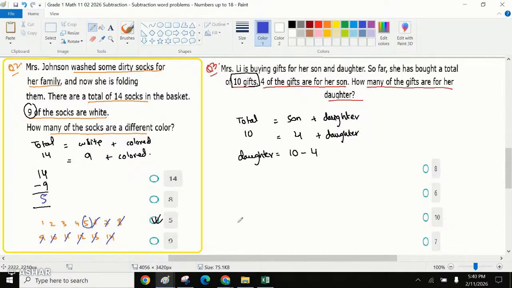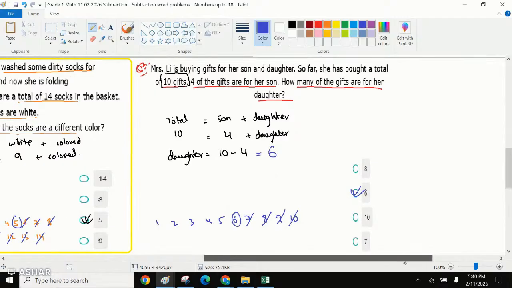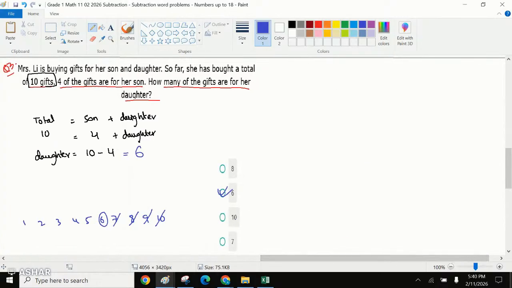Thank you. That's correct. So we can write 3, 4, 5, 6, 7, 8, 9, 10. We remove the 4 and the answer comes out to be 6. That means her daughter will receive 6. Thank you, Nate. Okay. Let's try one more question.